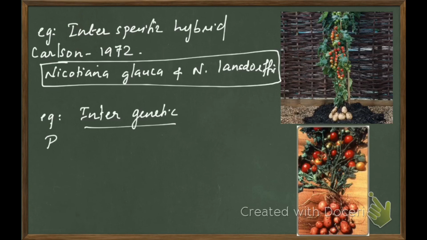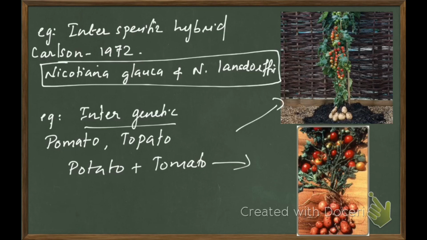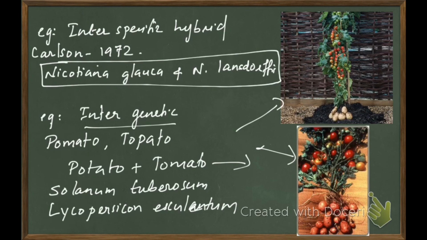The first intergeneric hybrid, between two genera, is pomato, or tomato. They are potato plus tomato. You can see some tomatoes here and tomatoes here. Here the hybrid is made between Solanum tuberosum, which is potato, and Lycopersicon esculentum, which is tomato. This is the first intergeneric cross. Melchers and his team in the year 1978 developed pomato.